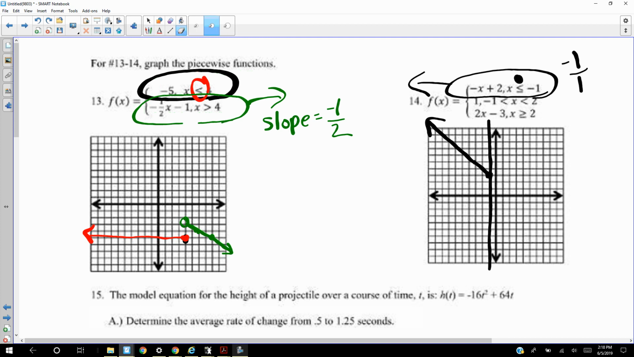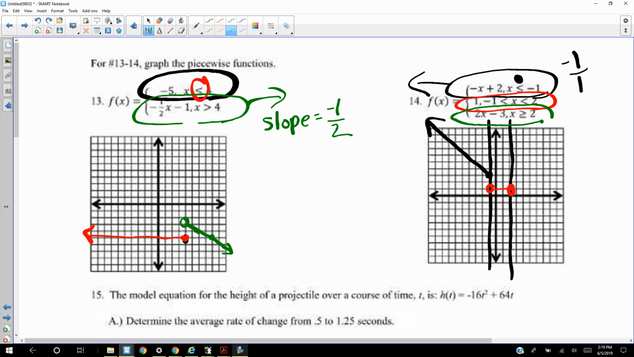I'll erase those points. The next piece is in between at -1 and +2. And this is just a horizontal line at y=1. So open dot here, open dot here, and then connect them. Here in a second, when I erase that boundary line, you can really tell those are open dots.